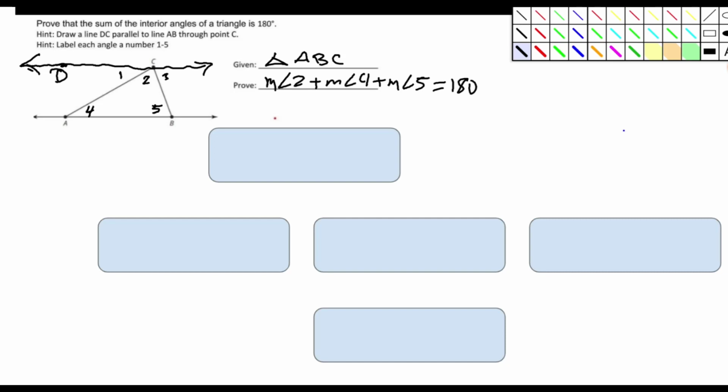All right, so now what? So the next part here. What was the first thing we did? In order to do this proof, the first thing we did, we drew a line. So I'm going to write this out. Line DC is parallel to line AB. Now, how do we know that? Well, we drew it like that, and we're saying that they're parallel.